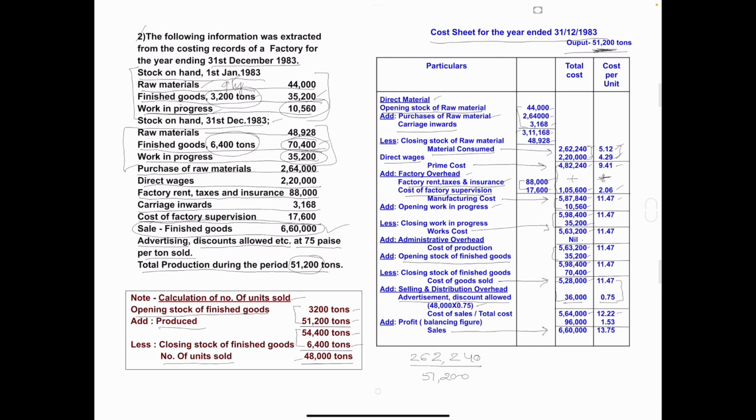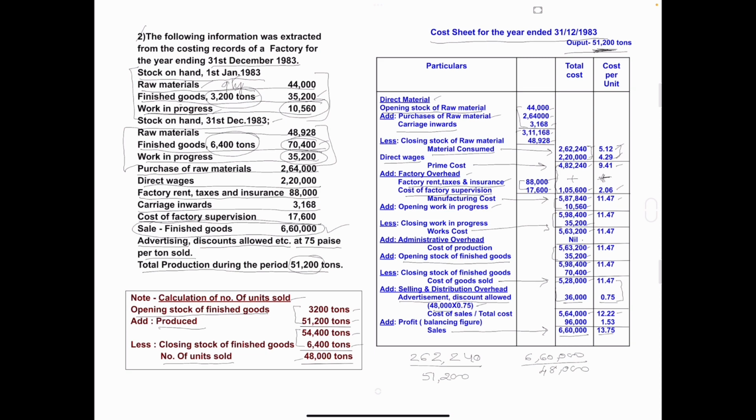6,60,000. And per unit column, how will we calculate? 6,60,000 divided by 48,000. Okay, not the 51,200. This is the quantity produced and this is the number of units sold. Sales will be calculated on the number of units sold, no? That's why 6,60,000 divided by 48,000, you will get 13.75.